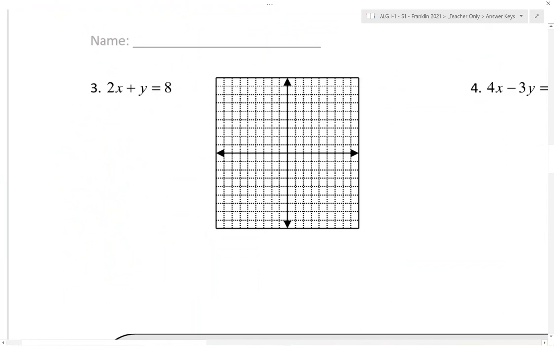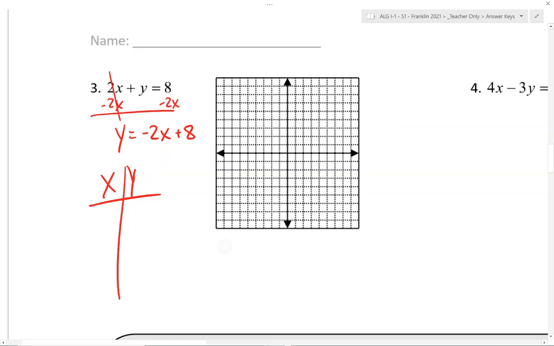2x plus y equals 8. So again, we have to solve for y first. We're going to subtract 2x here. So y equals negative 2x plus 8. All right, now let's make a T-chart. And we're going to use those same 5, negative 2, negative 1, 0, 1, and 2. We're going to plug them into this x right here.